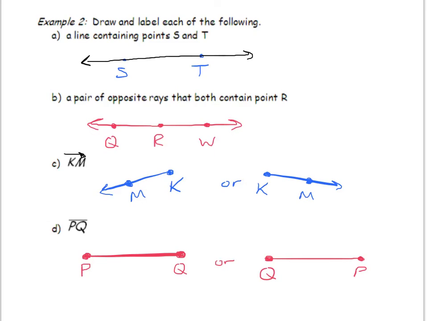The last example here is line segment PQ. So when you have a line segment, you have two endpoints. You have P and Q as your endpoints. So you could either draw it with P starting first and Q, or you could have started off with Q and then P, because there is no need for direction on that like a ray.